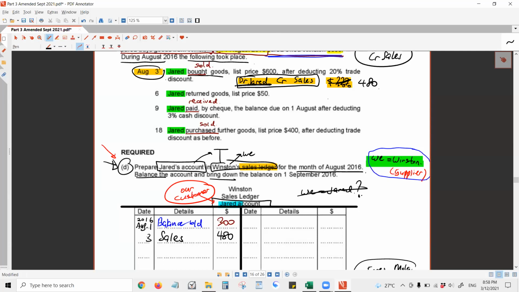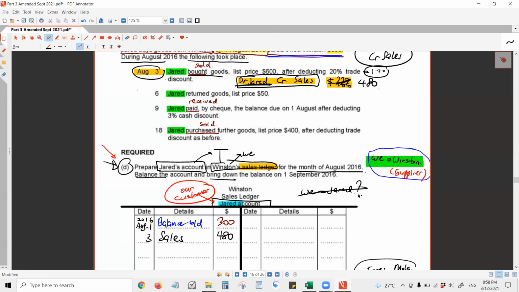Do we have to show the trade discount amount in the T accounts? No, right? The trade discount amount is not shown. We never show the trade discount amount in T accounts. The trade discount amount is how much? 120, right? We never show it in the T account.